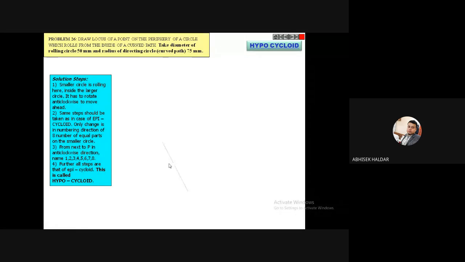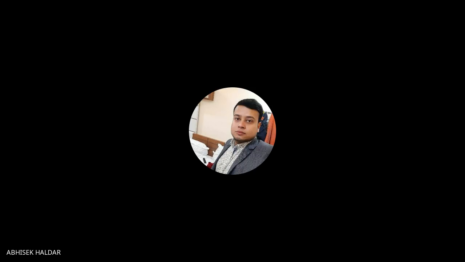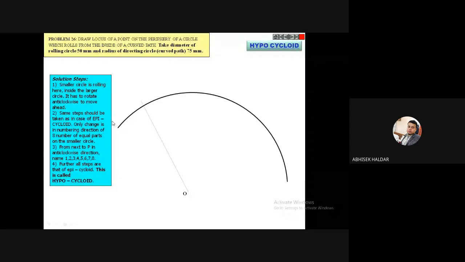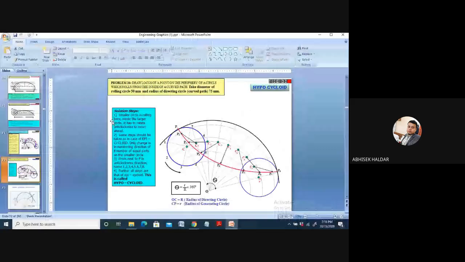So my first step will be the same. I have to take a point O on my page, and I have to take capital R, the radius of the directing circle, 75 millimeter, and I have to draw an arc, something like this. Okay, please hang on 1 second.